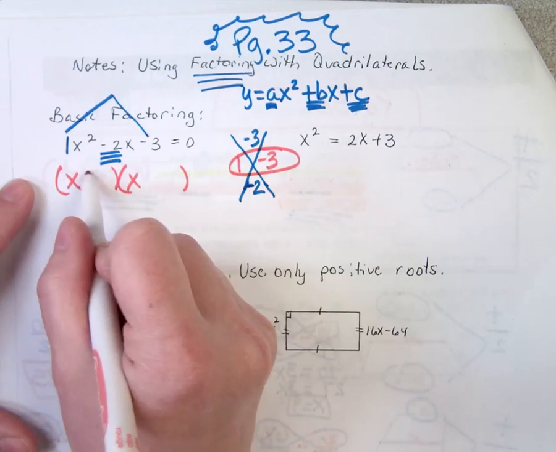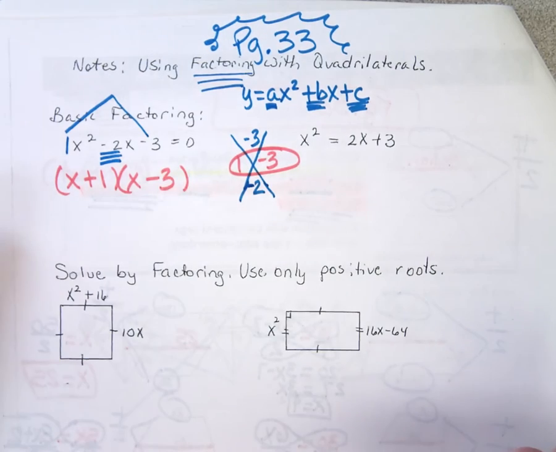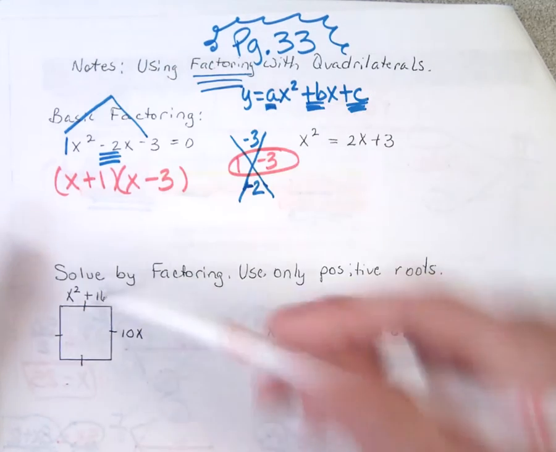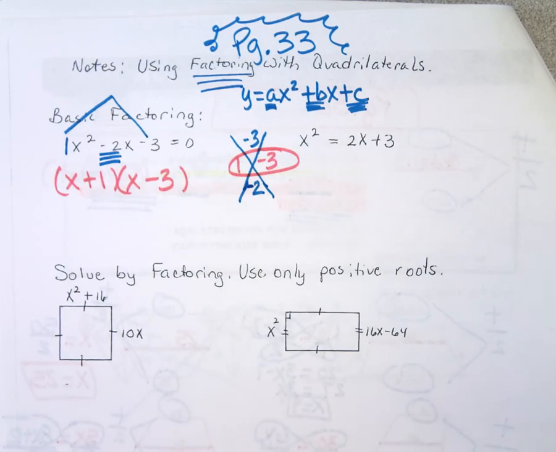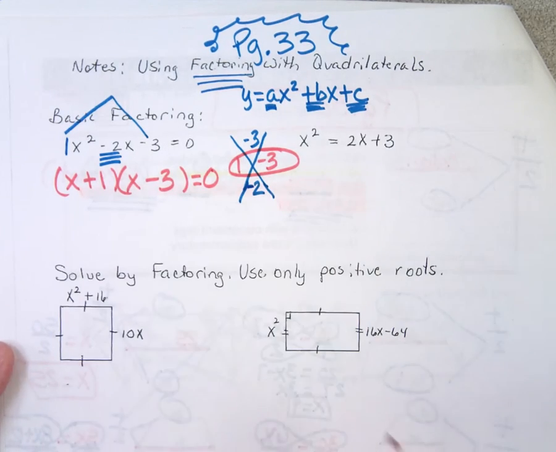Since that's a positive 1, I put plus 1. If that's a minus 3, I put minus 3, and now it's factored. Now, these aren't so easy when it's something other than a 1 in front, but today that's all we're doing is problems with the 1 in front, so they're super easy. Okay, then I'm just going to bring down my equals 0, and I'm going to solve it.